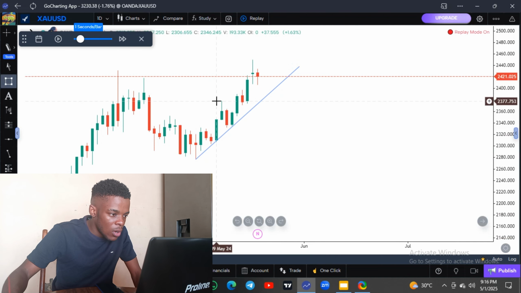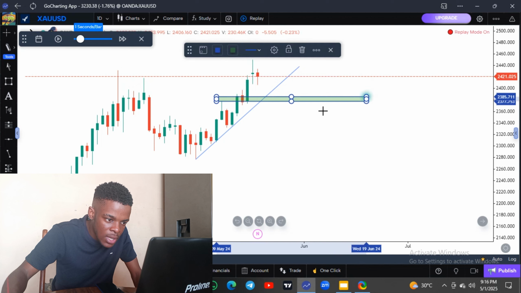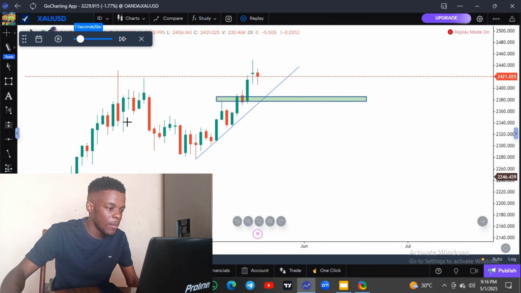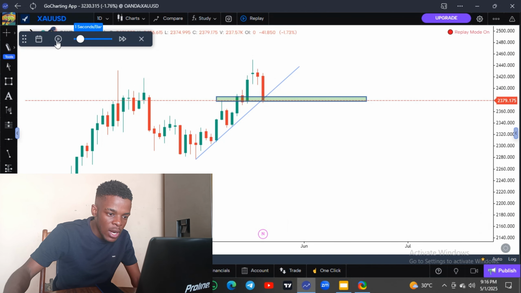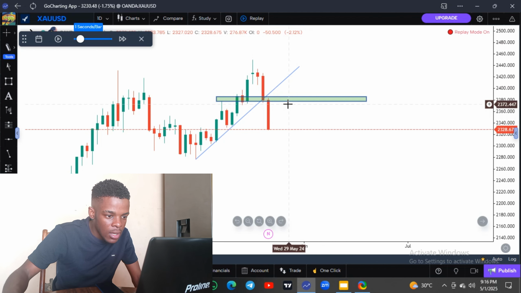So the next thing that we're gonna wait for, but we have to mark. As you can see, this point, there's a high possibility of the market reversing. So right now we're gonna wait for the market to break out. Okay, the breakout happened, guys.